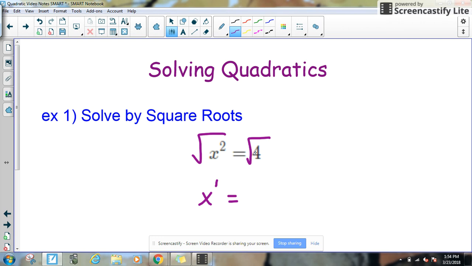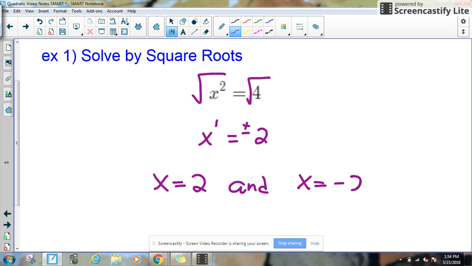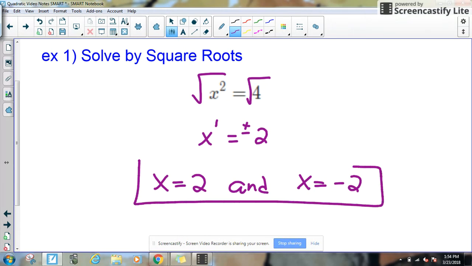And then the square root of 4 is equal to 2. But not only is it equal to positive 2, x is actually also equal to what we say is plus or minus 2. So the roots of the equation, or the solutions, would be that x equals 2 and x equals negative 2. You have to make sure you use both because 2 times 2 is 4, but negative 2 times negative 2 is also 4.